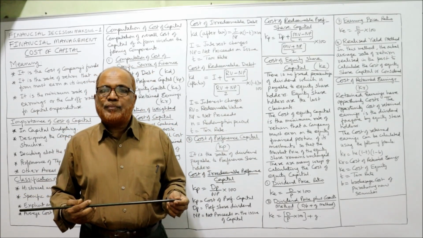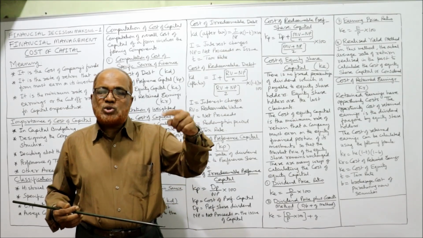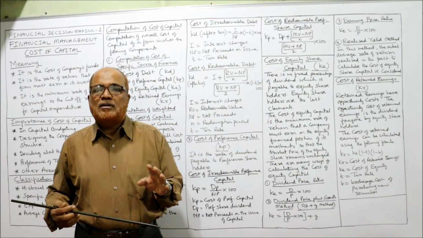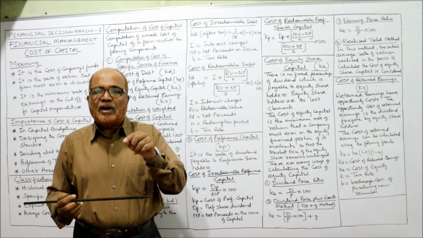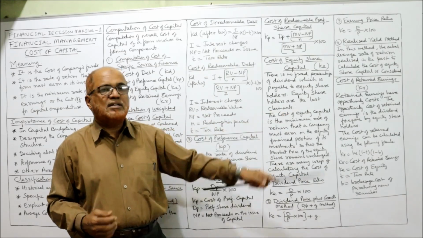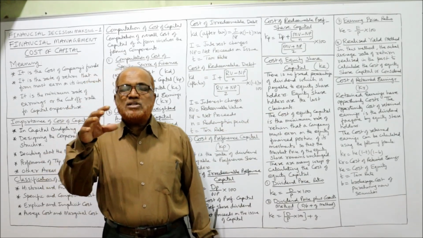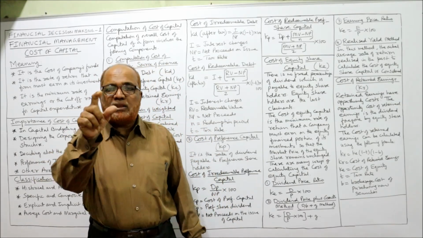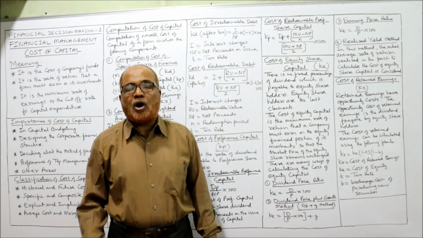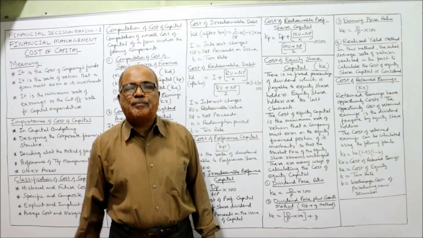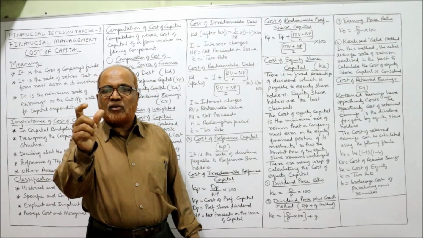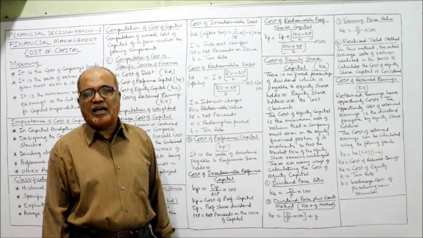But it is wrong. Actually, these retained earnings belong to shareholders. The shareholders have foregone their profit in the form of retained earnings. So we have to calculate the opportunity cost, the implicit cost, of these retained earnings. How much would the shareholders have earned on this money which is not given as dividend? How much return have they foregone? That foregone rate of return, we consider as KR.